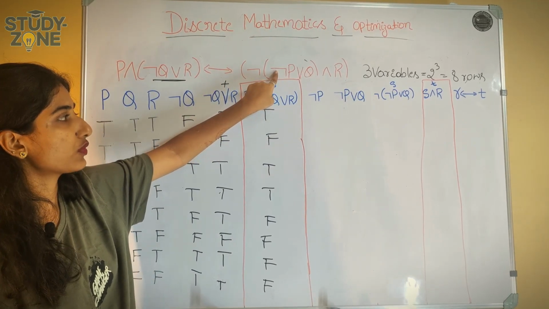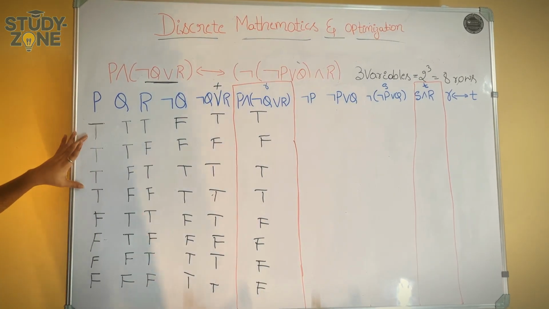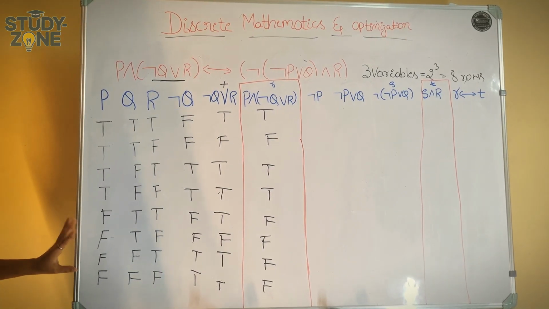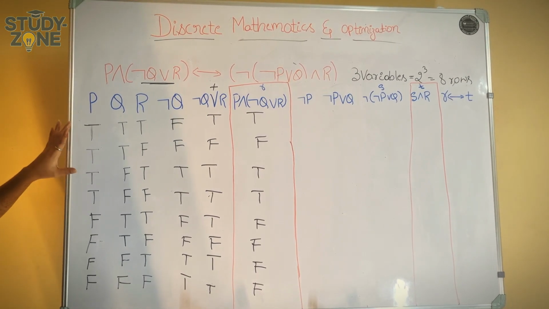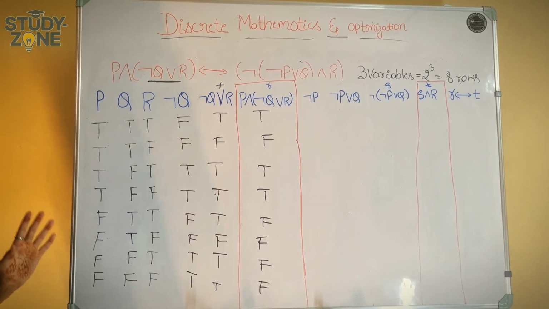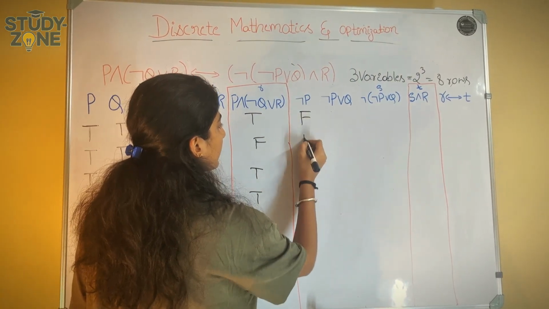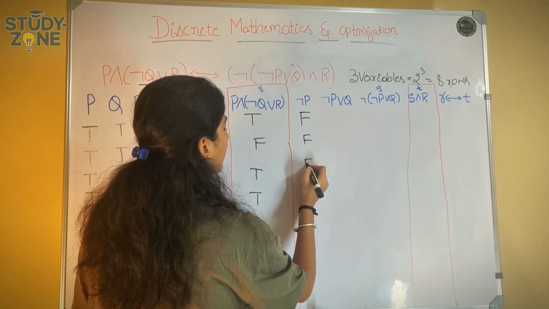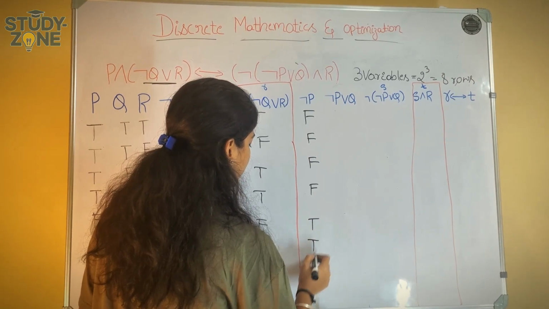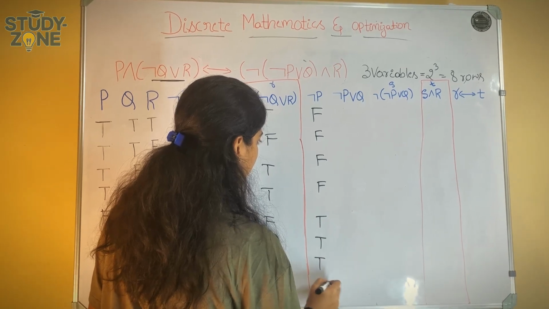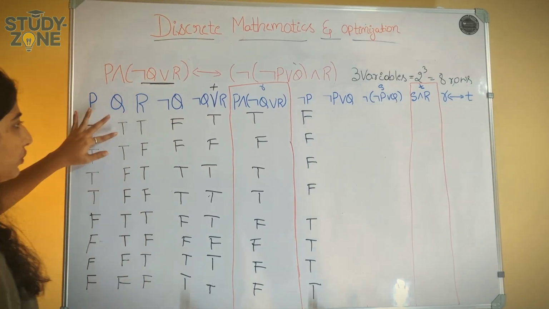Then again we jump to the next compound proposition. For this, first we have to write the negation of P. P has 4 consecutive trues and 4 consecutive falses, so for the negation we write 4 consecutive false first and then 4 consecutive true next: false, false, false, false, true, true, true, true. And then negation of P or Q.